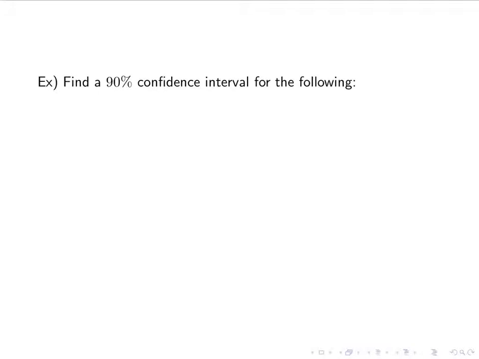So we'll do an example. Find a 90% confidence interval for the following information. X bar is 4.5, sigma is 2, and n is 36. So alpha is going to be 1 minus 0.9. Remember, 90% confidence interval. So alpha is 0.10. What we're interested in is alpha over 2, so we're looking at 0.1 divided by 2, which is 0.05.